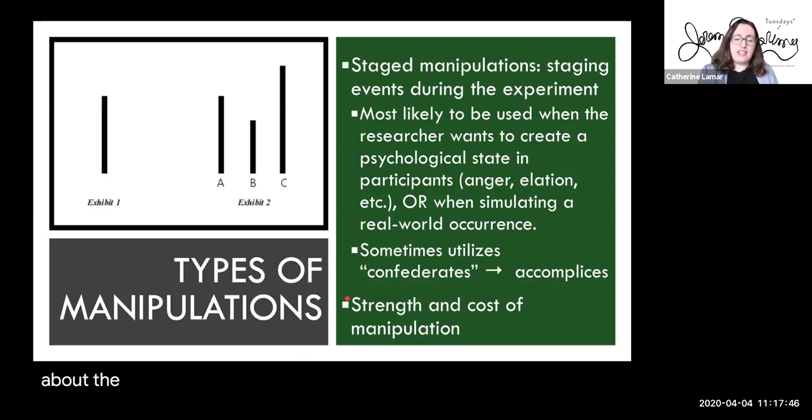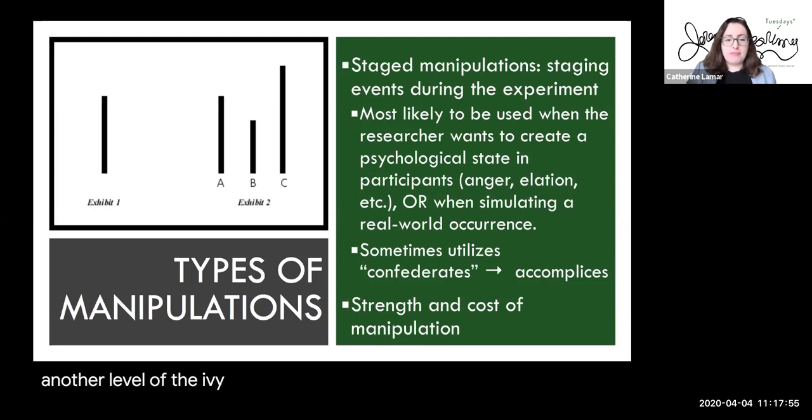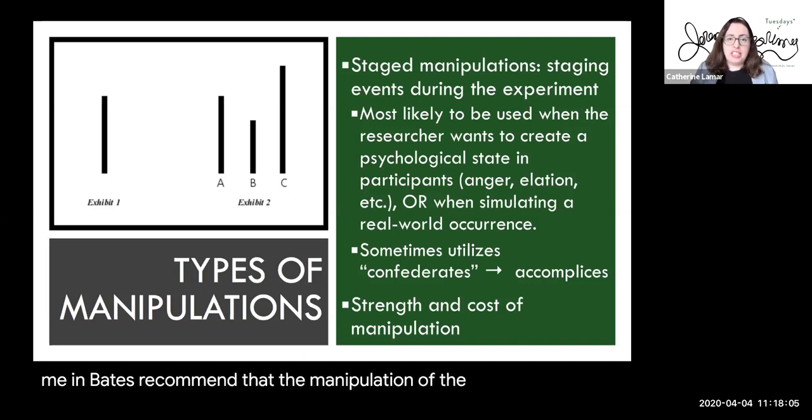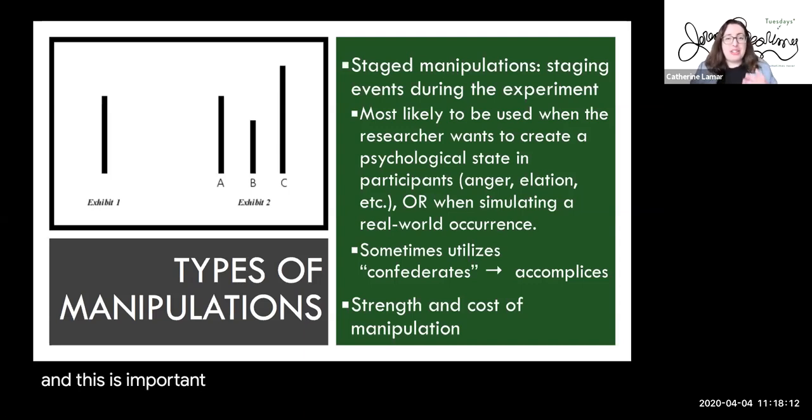But also think about the strength of the manipulation. A manipulation is considered strong when there's a big difference between one level of the IV and another level of the IV. And so the authors of your book, Cozby and Bates, recommend that the manipulation of the independent variable should be as strong as possible while still appearing realistic. And this is important. Your manipulation of the IV should be as strong as possible while still appearing realistic.